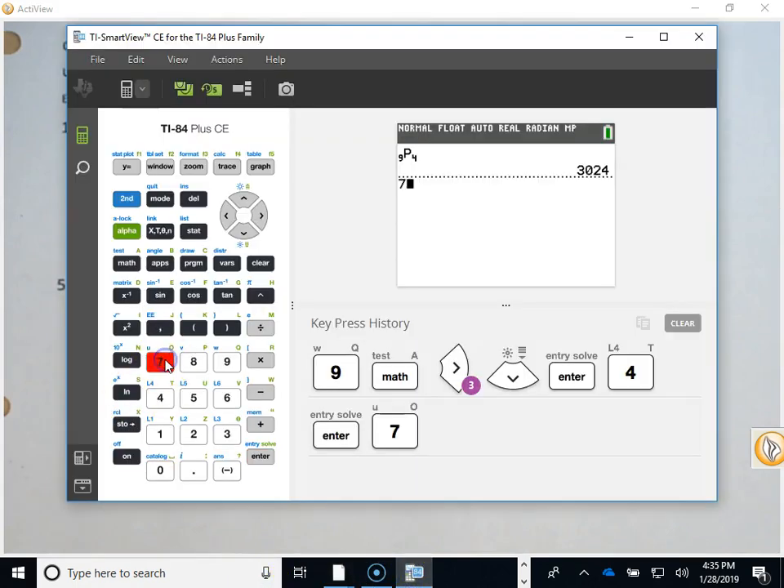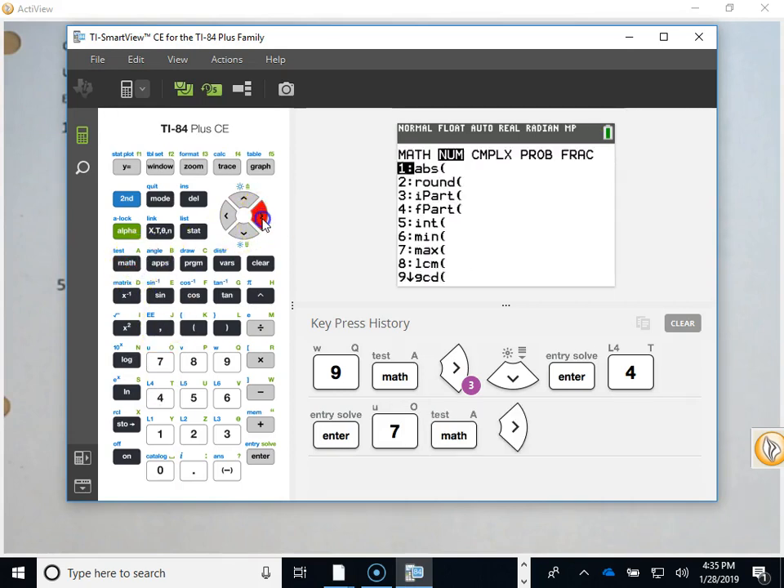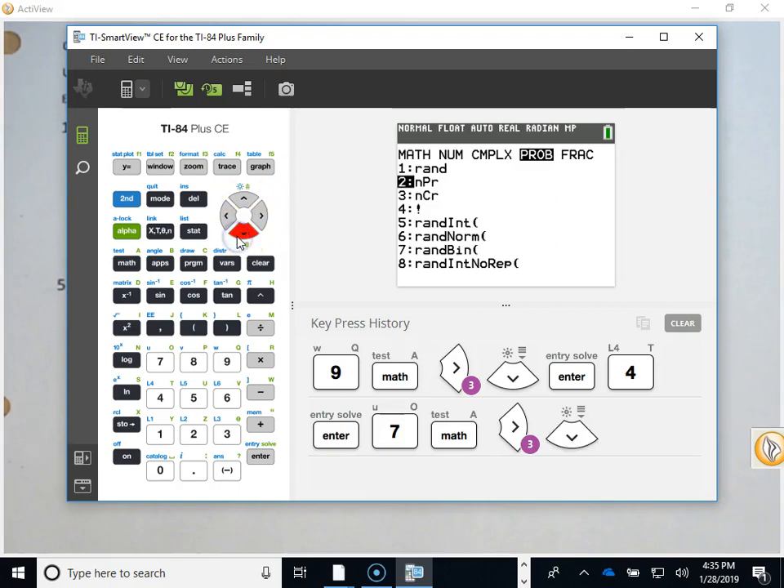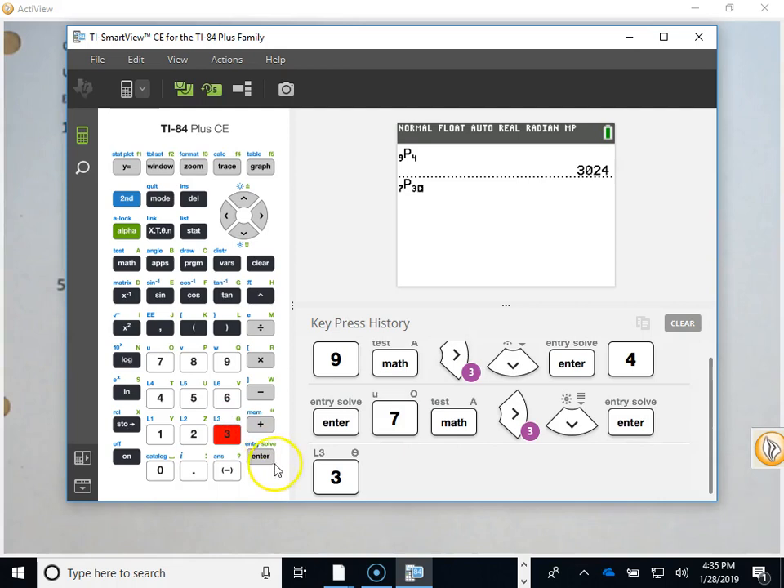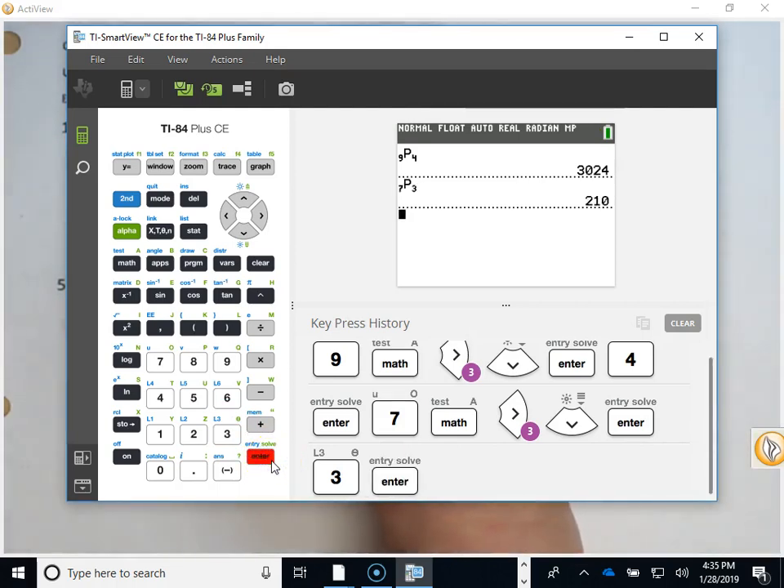So you type 7, then math, over to probability, and then down to permutations. So that's the second one down. Hit enter, and we said it was 7 permute 3. So we type 3 and enter. And we get 210. So on your paper, go ahead and write 210.